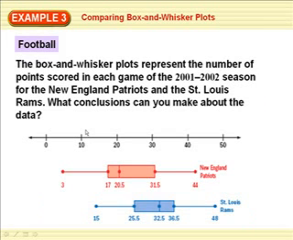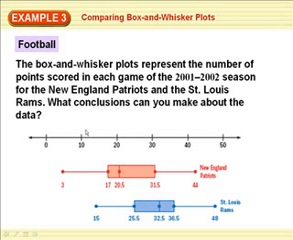Okay, example number 3. You can make what is called a double box and whisker plot. It compares them. So check this out. This is one for football. The box and whisker plot represents the number of points scored in each game of the 2001-2002 season for the New England Patriots and the St. Louis Rams. What conclusions can you make about the data?